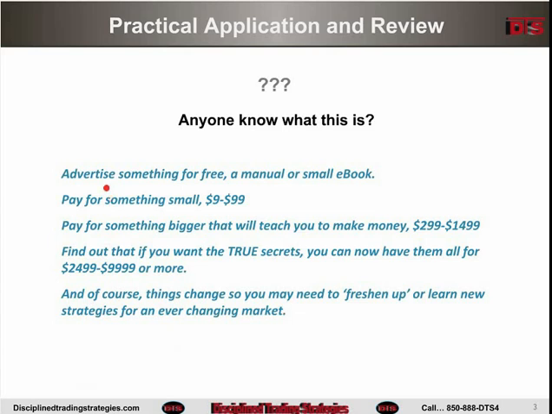Does anybody know what this is? Advertise something for free, like a manual or a small ebook, get people to sign up for the free thing, give them your email, then pay for something small like a $9 item, and then pay for something bigger that may teach you to make money, the $300 category, maybe up to $1,000. Anybody know what this is called? Believe me, I'm not an expert at this topic, but I know what this is called. Then you find out that if you want the true secrets, you can have them all for like a $2,500 price, right? I don't want to put any bad names to it. It's called the marketing funnel.